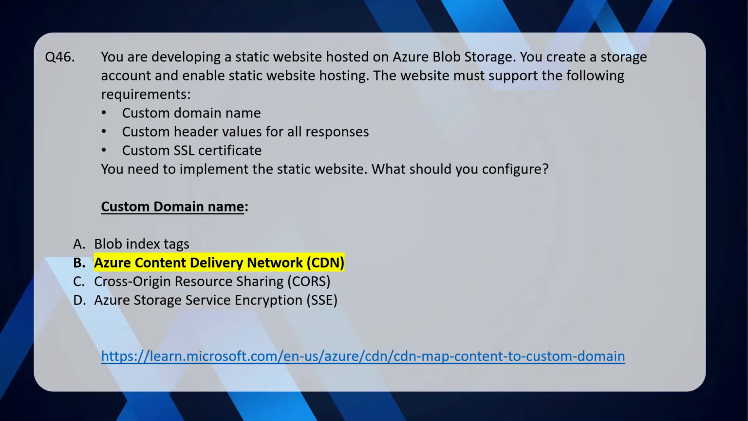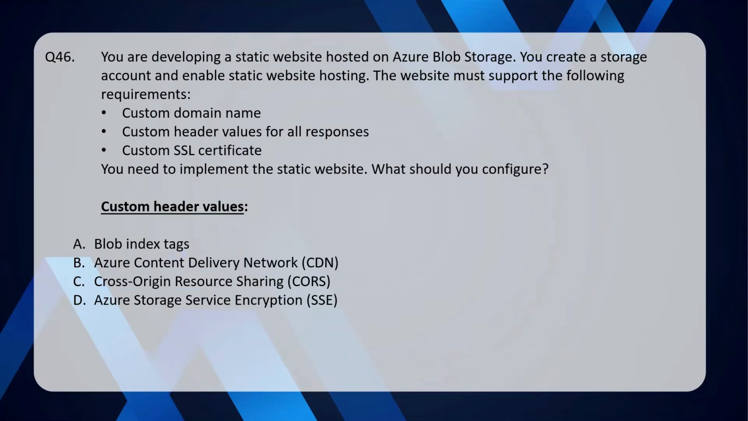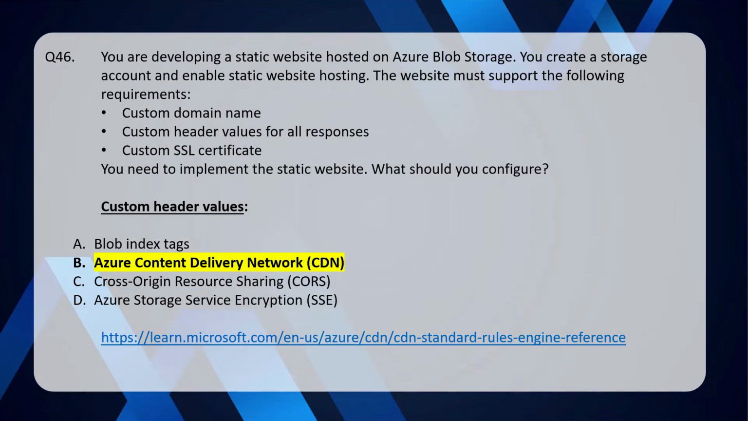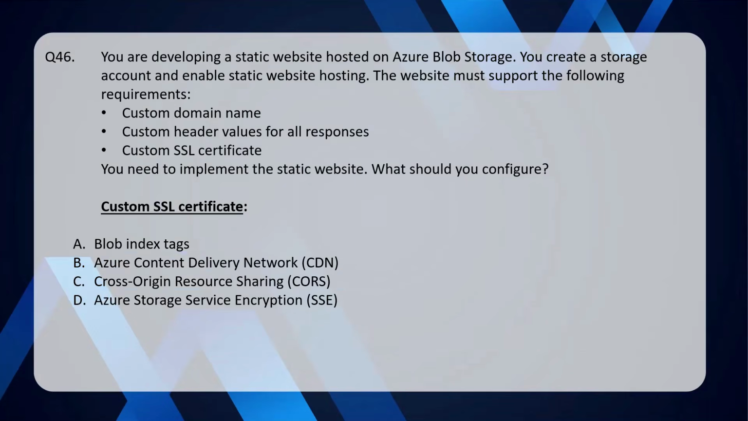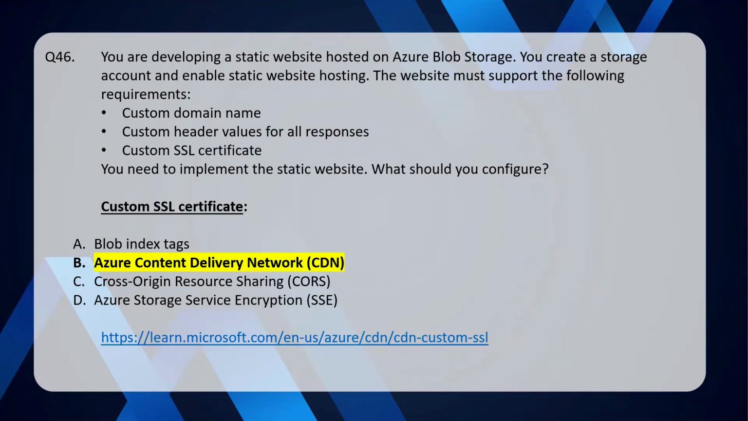Next part of the question is talking about the custom header values, and you have the same 4 options. And friends, here also you will utilize CDN. CDN allows adding or modifying HTTP response headers globally. Now the final part of the question is talking about custom SSL certificate. And this can also be implemented using Content Delivery Network. CDN supports HTTPS with your own SSL cert or a free managed certificate.